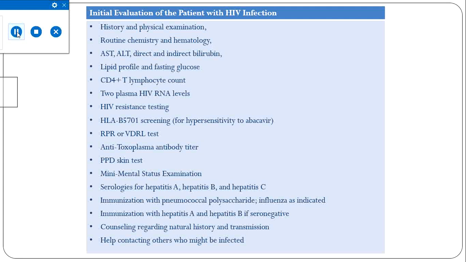Immunization is recommended for pneumococcal and seasonal influenza vaccines. Then immunization for hepatitis A and B if patients are seronegative for these diseases. Then counseling regarding natural history and transmission so that patients should avoid transmitting disease to others, and then help contacting other people who might also be infected.